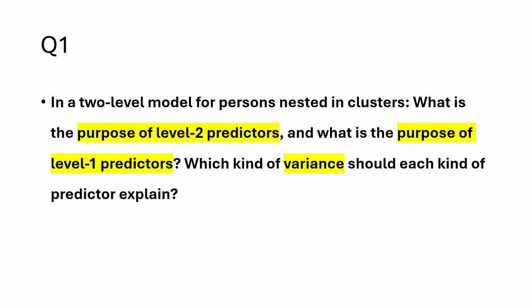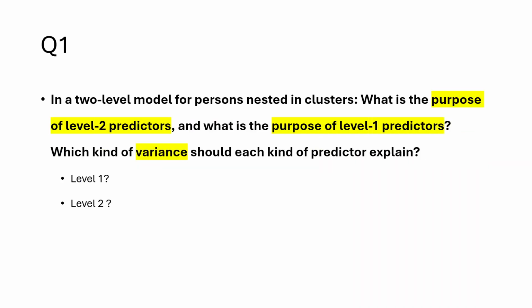Okay. So, thank you all for your answers. Going over question 1, the first question was, in a 2-level model for persons nested in clusters, what is the purpose of level 2 predictors and what is the purpose of level 1 predictors? And then what kind of variance should each kind of predictor explain? So, anyone want to answer level 1, level 2?